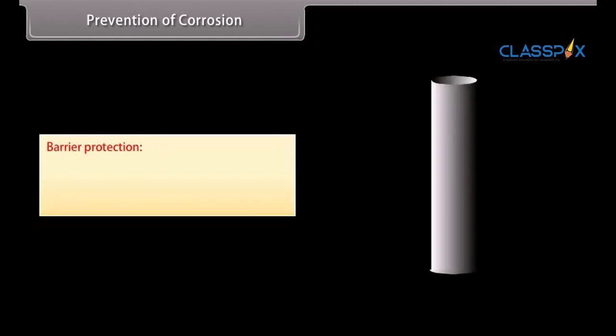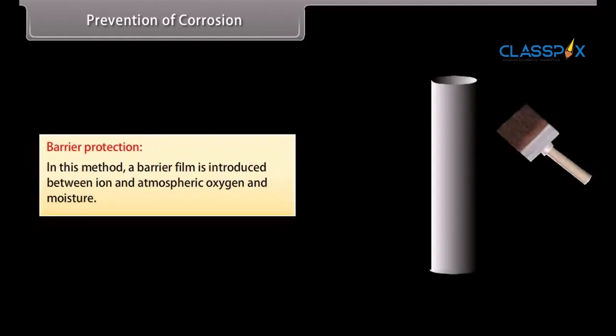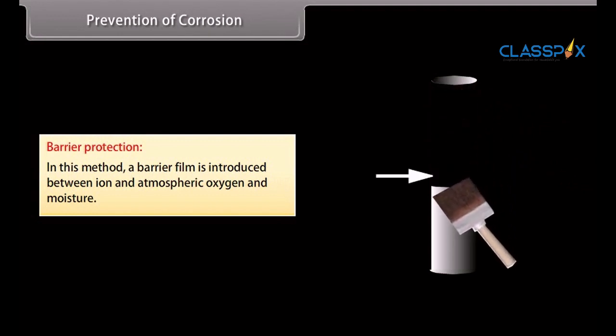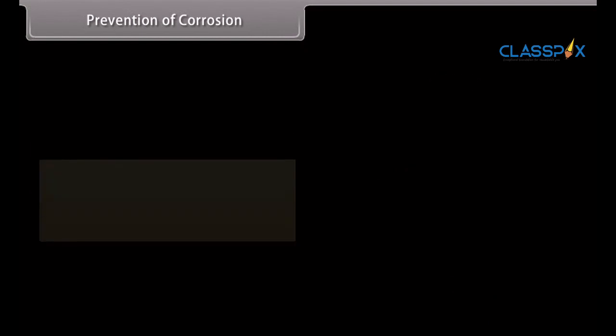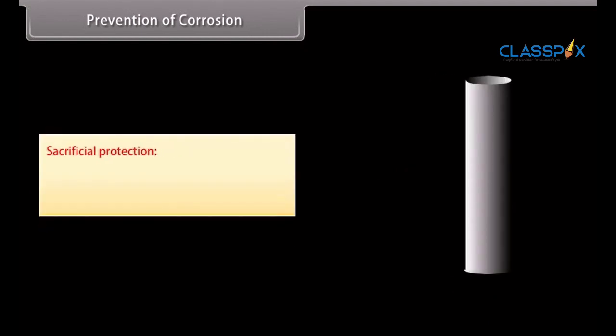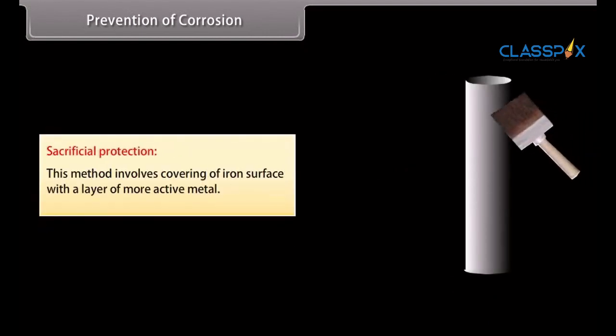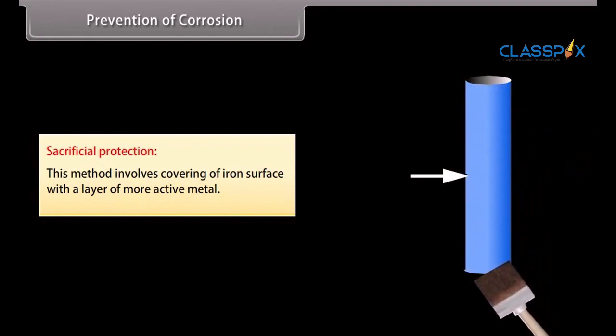Prevention of corrosion. There are many methods for protecting metals from corrosion. Some of these are as follows. Barrier protection. In this method, a barrier film is introduced between iron and atmospheric oxygen and moisture. Sacrificial protection. This method involves covering the iron surface with a layer of a more active metal.